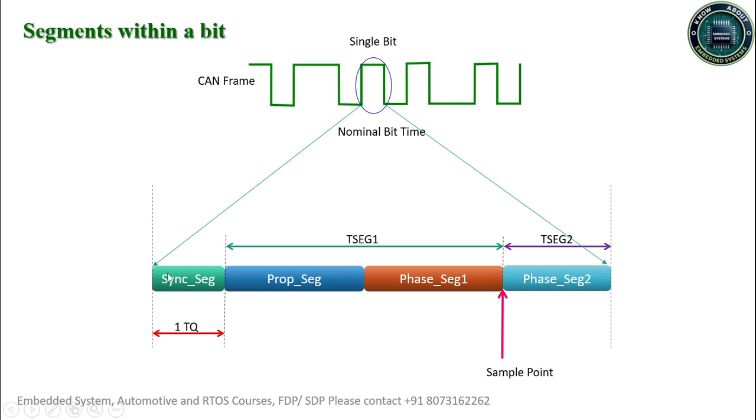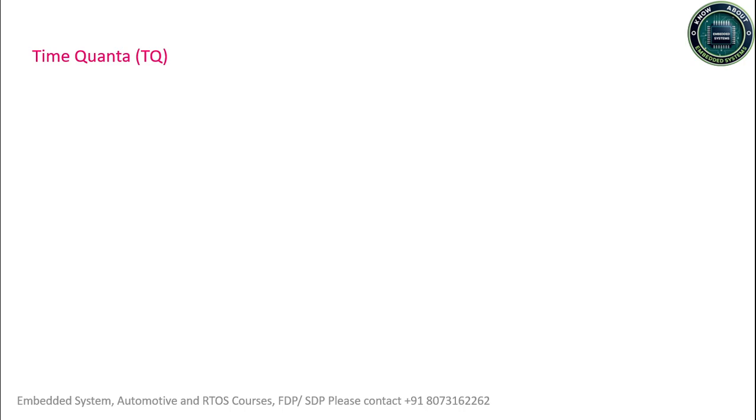One is called sync segment, propagation segment, phase segment buffer 1, and phase segment buffer 2, and sample point. So there are totally 5 parameters we have to configure in the bit timing configuration. Next slide, I want to highlight one more important thing here, something called time quanta. In our CAN bit timing configuration, we are going to use a bit time quanta.